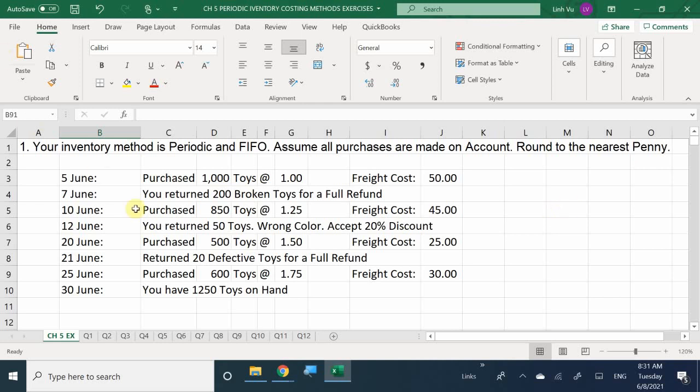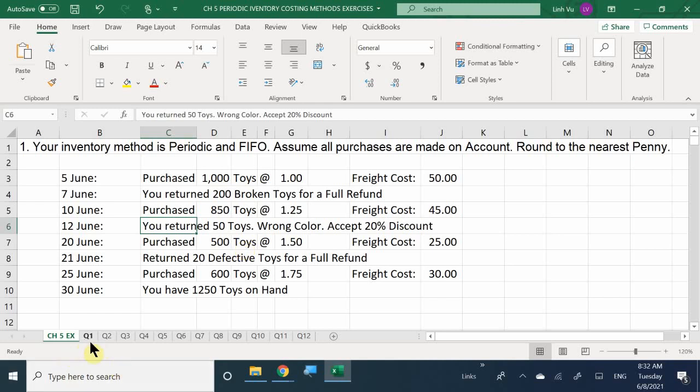Okay, so we're going to be doing the chapter 5 exercises. There's a total of 6 tables that we are going to be computing, as well as the conversion entries. This is where we're going to be practicing what happens when we do have returns and allowances, and I'm going to show you how to use the table so it makes it a little easier for you to calculate your end result.